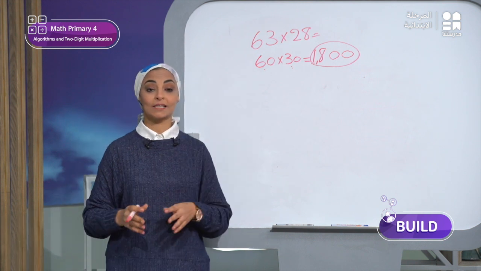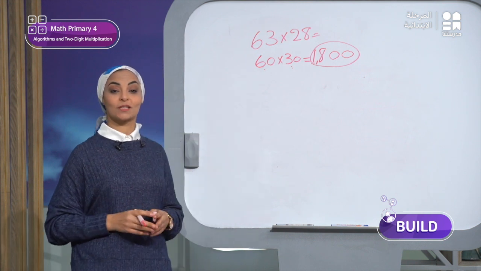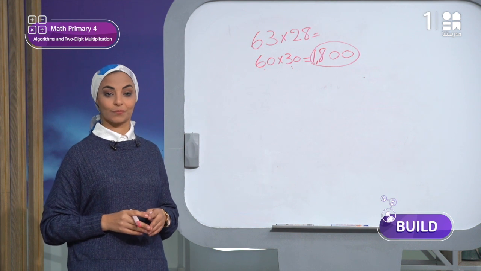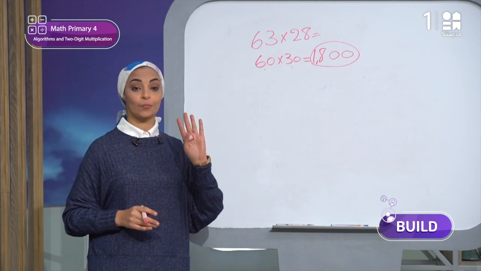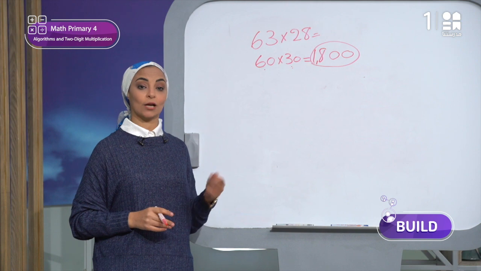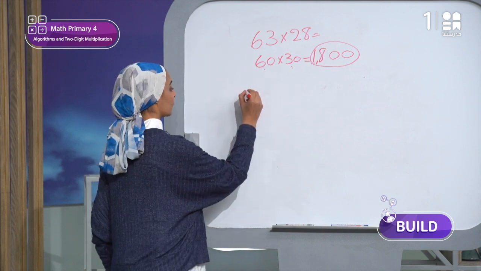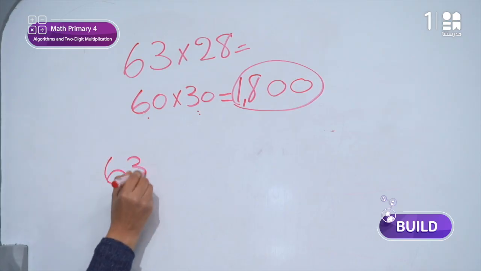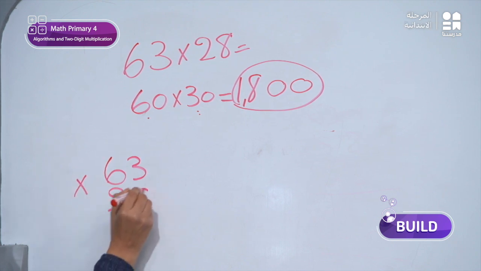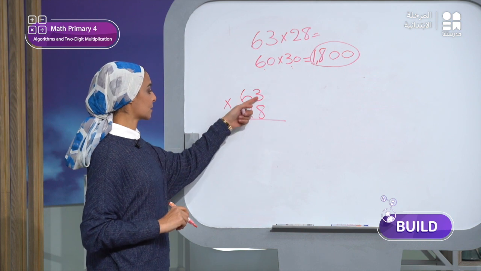Now, let's calculate the exact product using the partial products algorithm. As you know, there are 4 partial products. What are they? Let's write them together. But first of all, I will put the two numbers under each other like this. So 63 times 28. The first thing I will do is 8 times 3.